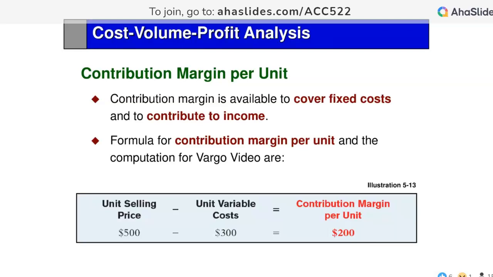Now, we introduced the contribution margin in total, but we can break that down now and look at the contribution margin per unit. So we're looking at a unit basis, and it would be the difference between a unit selling price and a unit variable cost. And in that way, I get my contribution margin per unit.